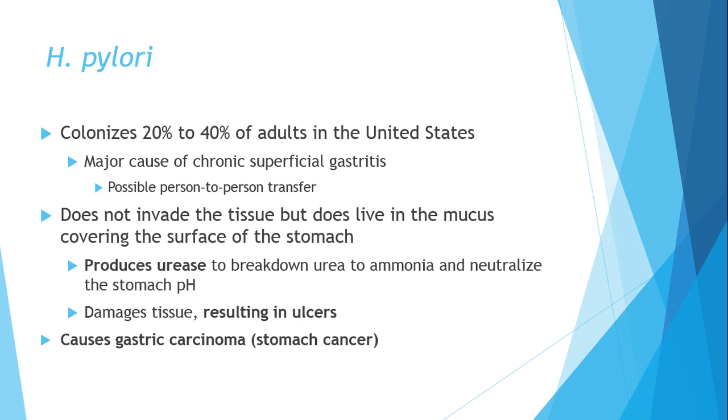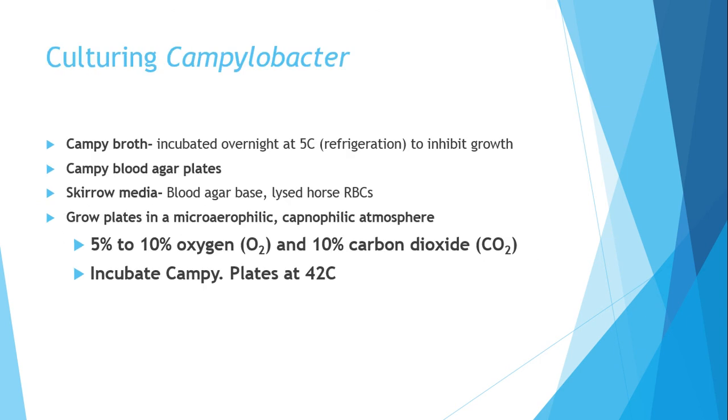Let's see, chronic superficial gastritis is what it causes. It produces urease, so a lot of the times they'll take a snipping of the stomach and stick it in this rapid urease media and incubate it. And if it's Helicobacter pylori in the stomach, then it'll turn a bright pink color within 4 hours. And then it can also lead to ulcers and stomach cancer. So definitely know those little tidbits.